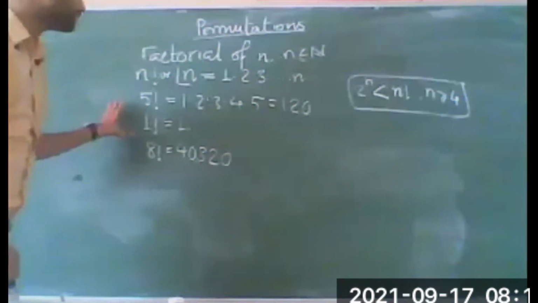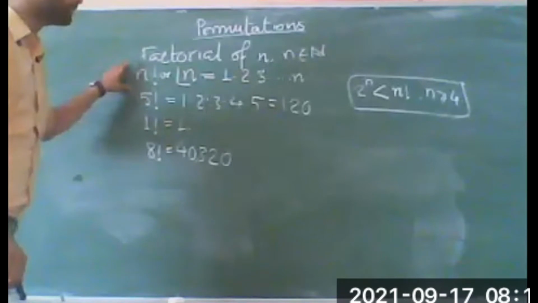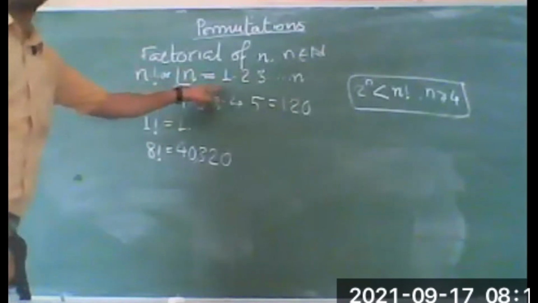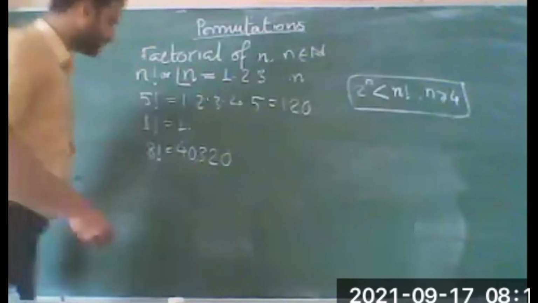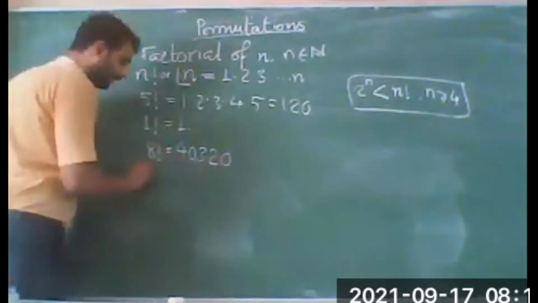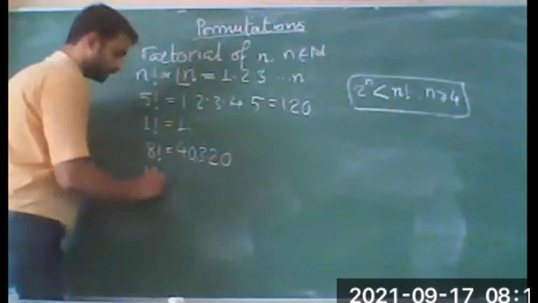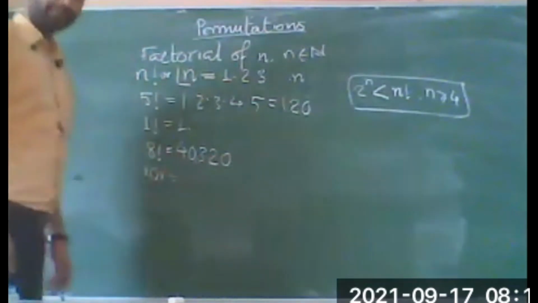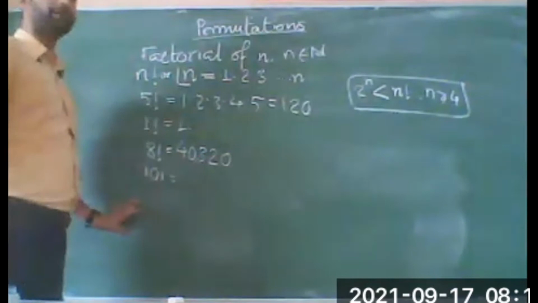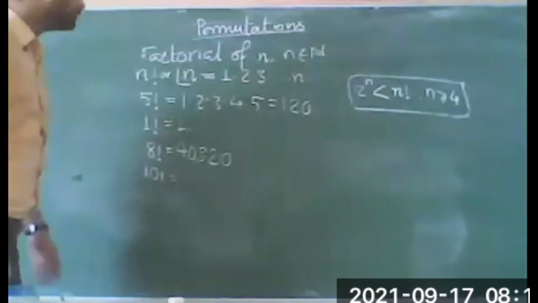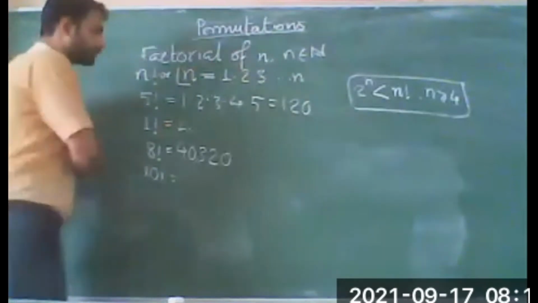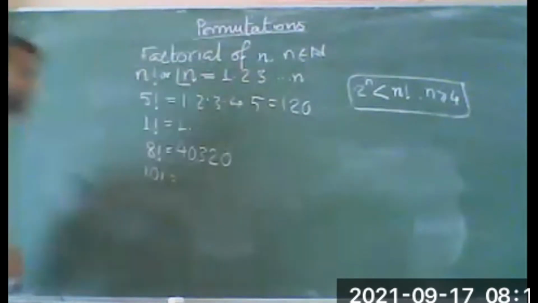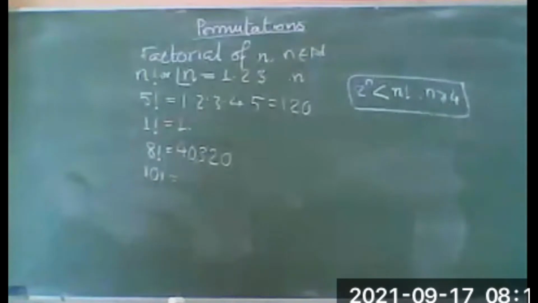Okay, this calculation is clear: n factorial is defined as the product of the first n natural numbers. It is better if you remember the values till 10 factorial. If you can remember till 10 factorial, it will be better for calculation. So take a note of this, then we are coming to the counting formula for the number of permutations.